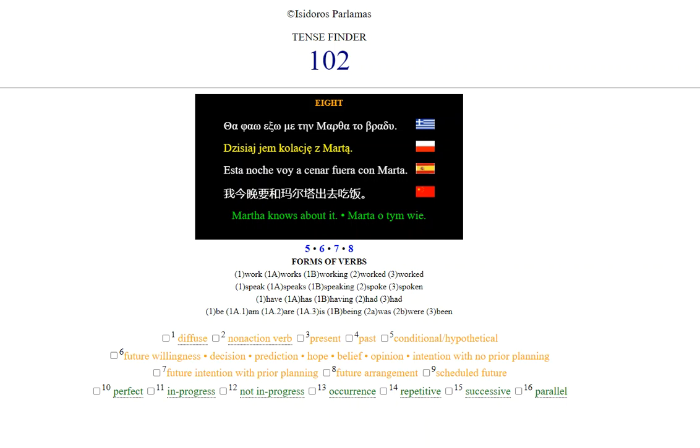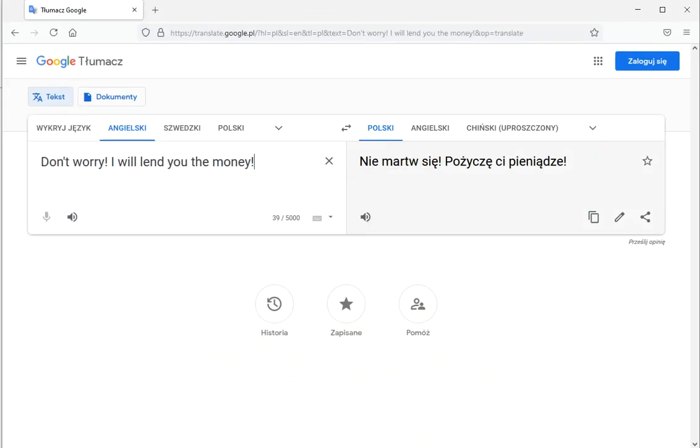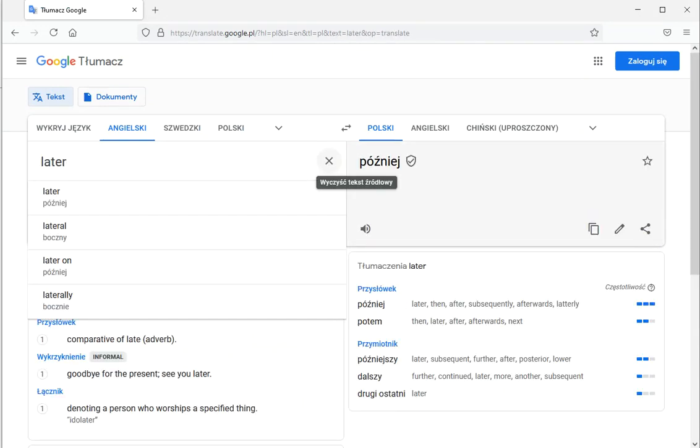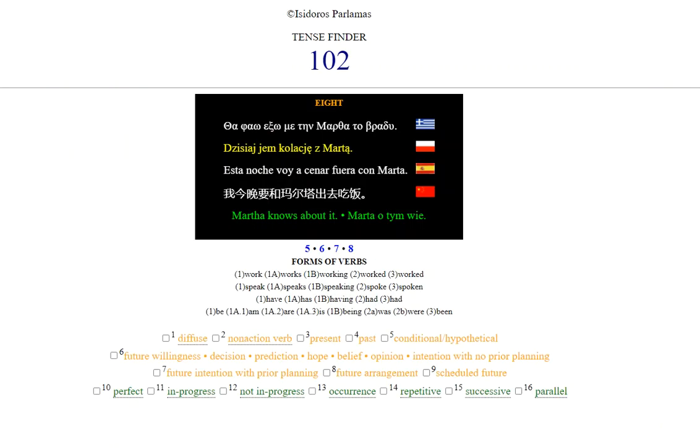It's dzisiaj, later. Okay, how do you say later in Polish? Później. Okay, later. Okay, and this Marta o tym wie. And if we go to future arrangement, okay, what is future arrangement? It's present continuous.